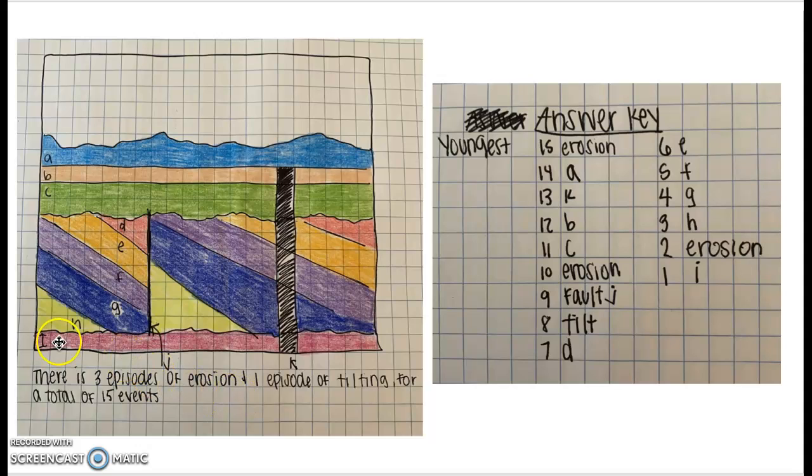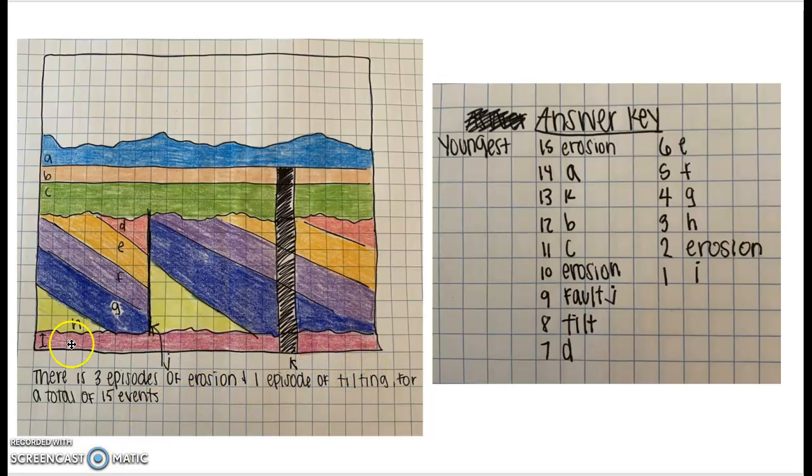And then the sequence of layers is followed by our last episode of erosion. And then lastly, we have our last layer, which is layer I right here, and that is the oldest layer in the sequence. And now just to go over it from oldest to youngest.